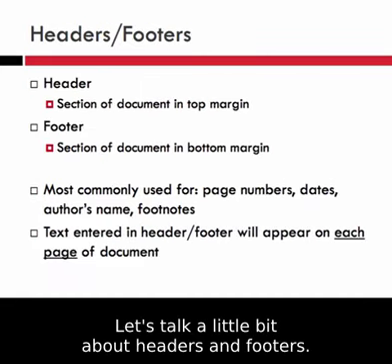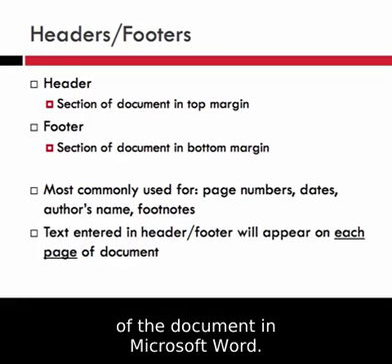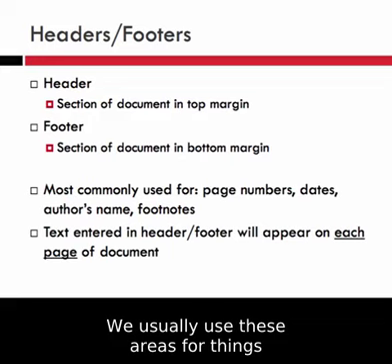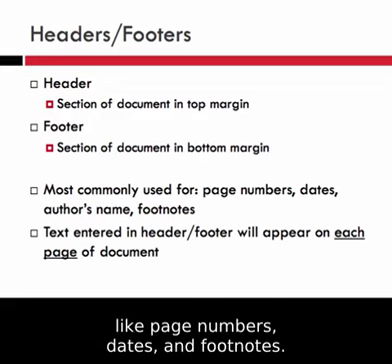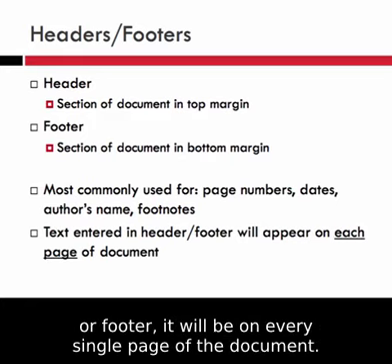Let's talk a little bit about headers and footers. Headers and footers are the top and bottom part of the document in Microsoft Word. We usually use these areas for things like page numbers, dates, and footnotes. Remember that if you want to put something in the header or footer, it will be on every single page of the document.